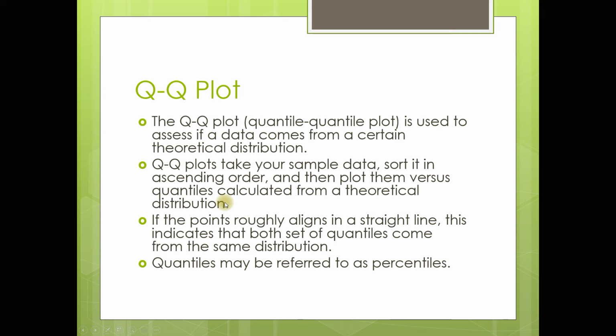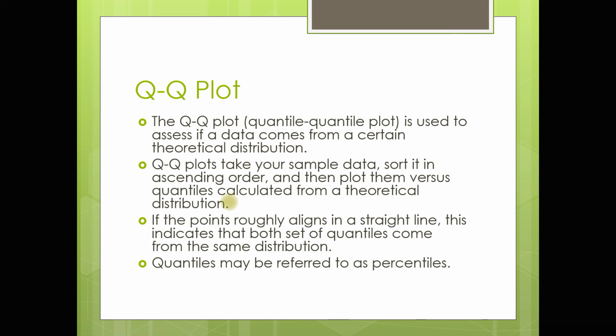We take your sample data, sort it in ascending order, and then plot them versus quantiles calculated from a theoretical distribution. So basically, it's very simple. That's what we want to do. We want to compare the quantiles from your data and the quantiles that you get from your theoretical probability distribution. If the points roughly align in a straight line, then obviously it means that the quantile from your theoretical probability distribution is the same quantile as that of your data.